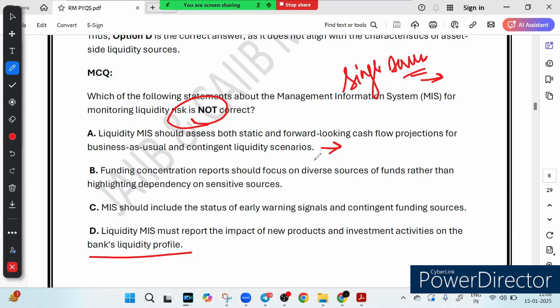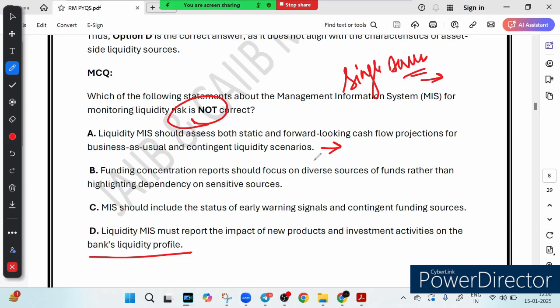Option C says that MIS should include the status of early warning signals and contingent funding sources. This is also correct. Early warning signals could be things like a sudden drop in deposits or an increase in loan defaults, which could indicate future liquidity problems. A good MIS system will also track available funding sources like lines of credit or emergency loans that the bank can use if needed. So that is why option C is correct.